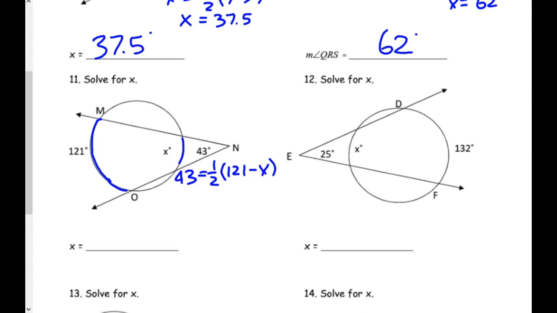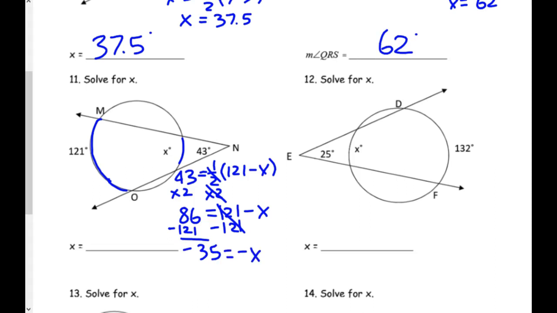So we need to get rid of the half. To get rid of this half, times 2, cancel, cancel, times 2. 43 times 2 is 86, equals 121 minus x. x is on the right side, how do I get rid of the 121 that's positive? I subtract 121. And when I do that, I get negative 35 equals negative x.